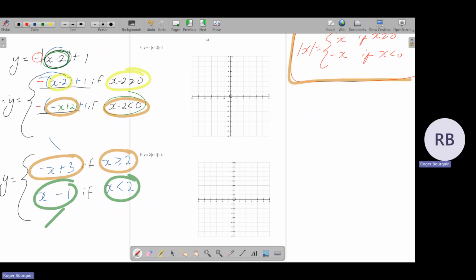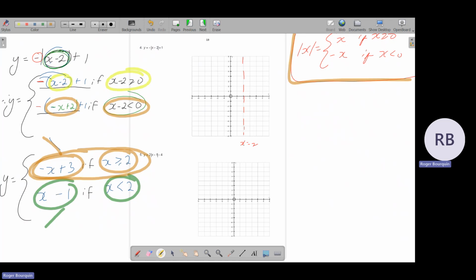Okay, so I'm going to draw in. This is where my split is. You with me up here? So now what you're going to draw is this graph, y is equal to negative x plus 3, which has that shape. So it's going to go down when x values are bigger than or equal to 2.